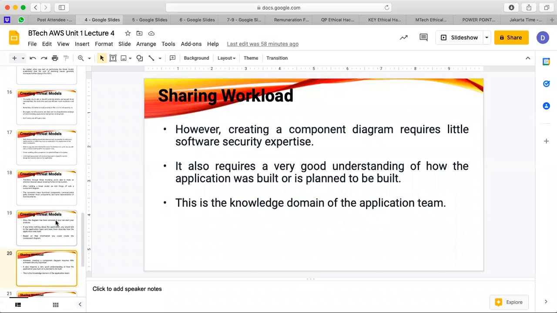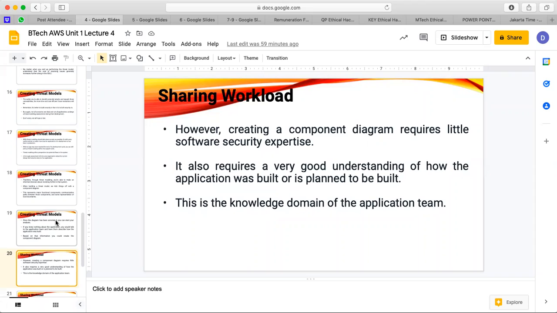The second major factor when we develop a threat model is sharing workload. That means how we are going to share workload. However, creating a component diagram requires little software security expertise. That means you must know secure software development life cycles. It also requires a very good understanding of how the application was built or is planned to be built. And this is the knowledge domain of the application team.